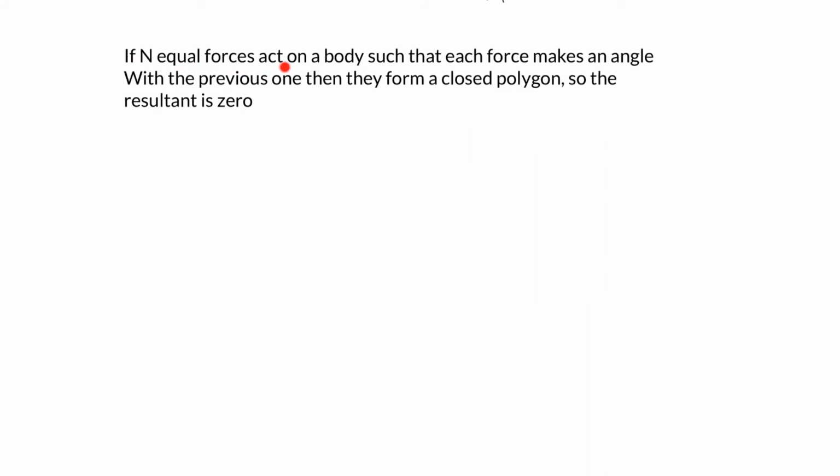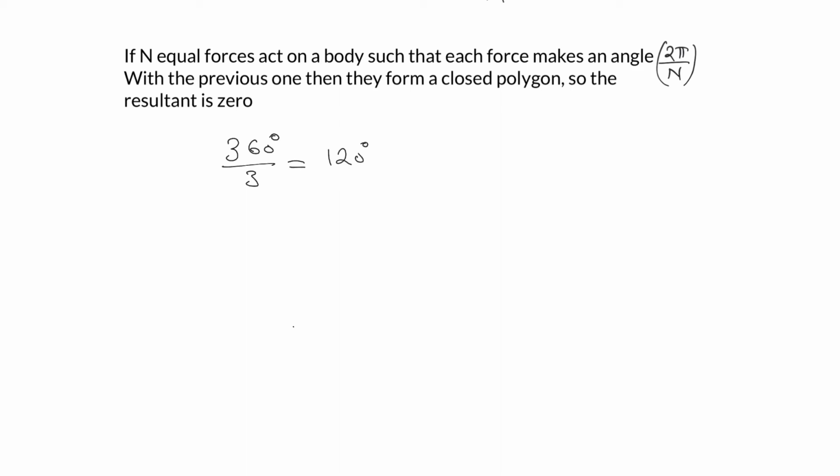If n equal forces act on a body such that each force makes an angle of 2 pi divided by n, meaning 360 by n, with the previous one, and they form a closed polygon, then the resultant is also equal to 0. For example, if n is equal to 3, then 360 divided by 3 gives 120.